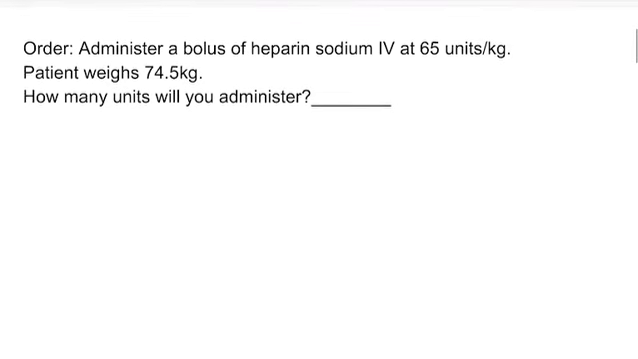Here is our first question, and as always, I recommend that you read the end of the question first so that you know what you're wanting to answer. In this case, it's saying how many units will you administer. So we know that my label is going to be units. I'm going to go ahead and write that in there. And then I start to look at the question.